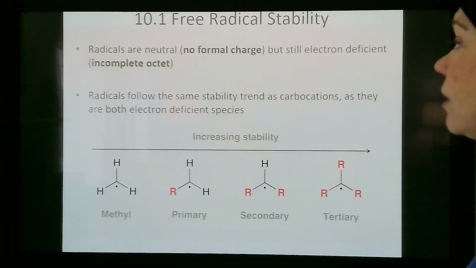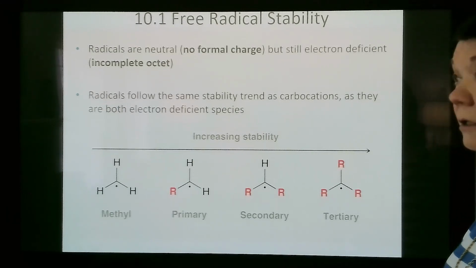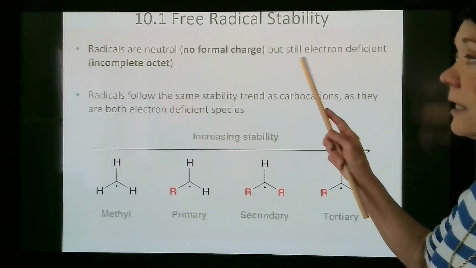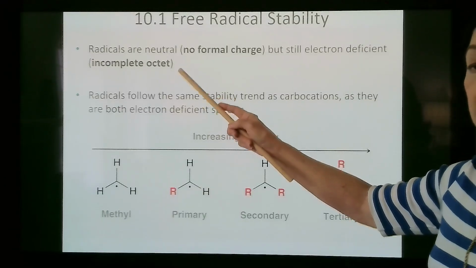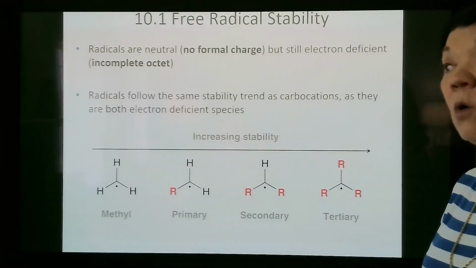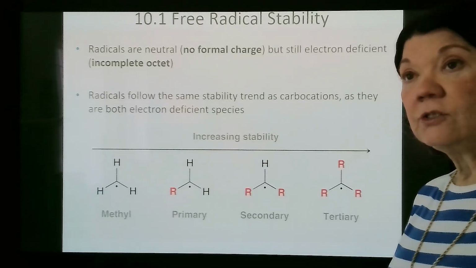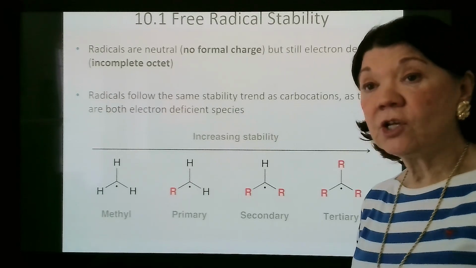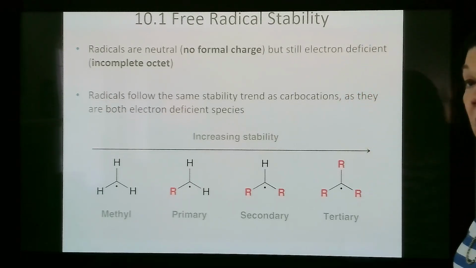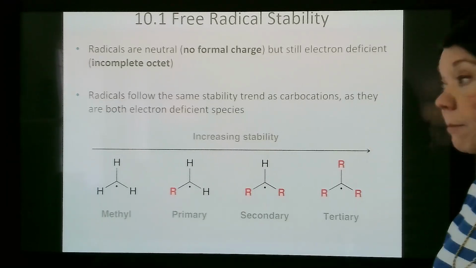So radicals don't bear a charge. They're not positively charged or negatively charged, but they are still electron deficient because the carbon is surrounded by only 7 electrons. And so, since it's electron deficient, in some cases, the radical behaves as a cation. That's convenient because you can associate those instances with what you learned about carbocations.